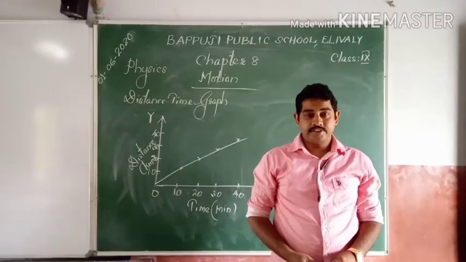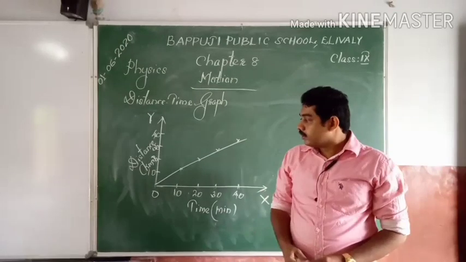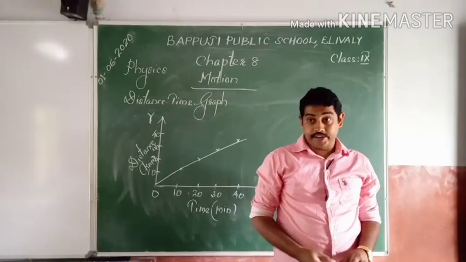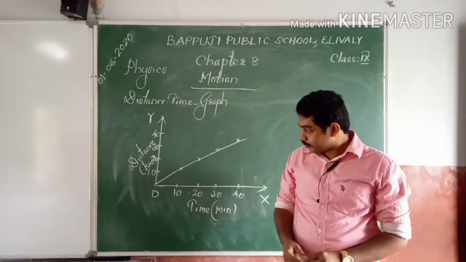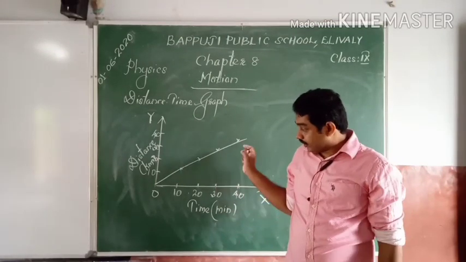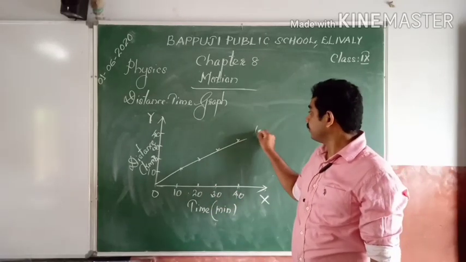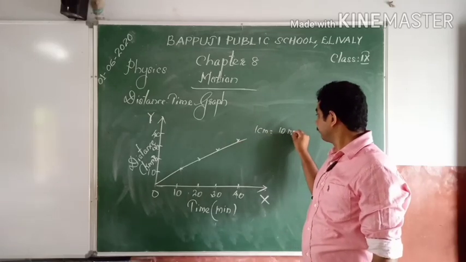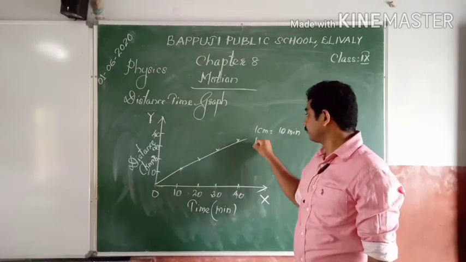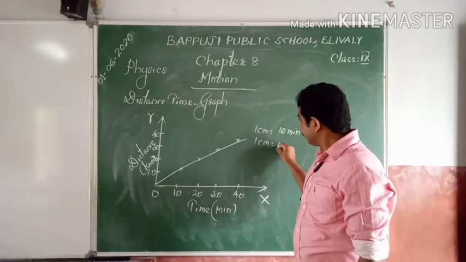We can use the distance time graph to calculate the speed of an object. For uniform motion, we will get a straight line. To do so, we can take any convenient scale. In x-axis, 1 centimeter is equal to 10 minutes, and in y-axis, 1 centimeter is equal to 10 kilometers.